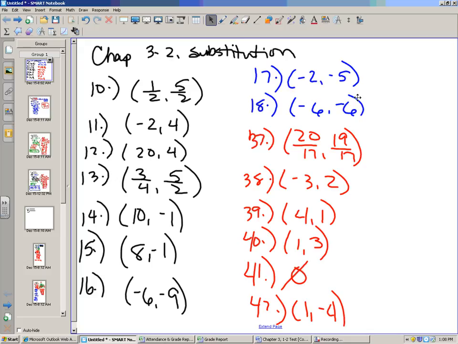Now, here are the answers for the substitution problems, which were what? What was the assignment yesterday? 10 through 18 and 37 through 42. Not until I go over it with you.